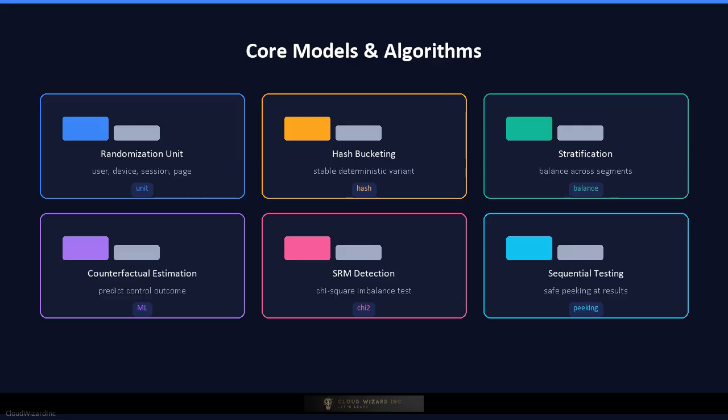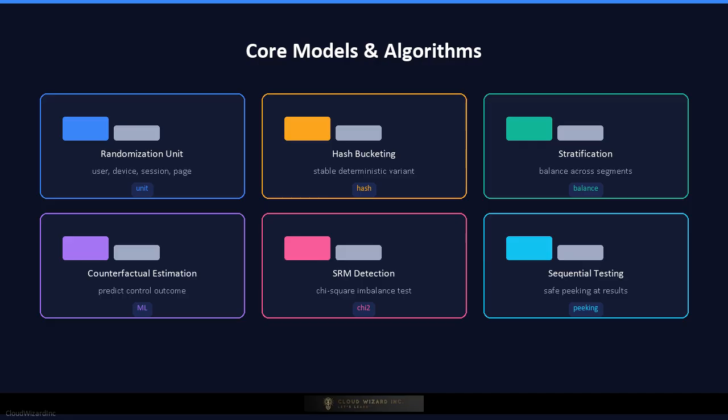The core models and algorithms. The randomization unit defines what is randomized: user ID, device ID, session ID, or page view. Hash bucketing maps a unit and experiment key to a stable bucket using a deterministic hash function, which avoids storing per user assignment state. Stratification ensures that buckets are balanced across important dimensions like country, device type, or user segment.